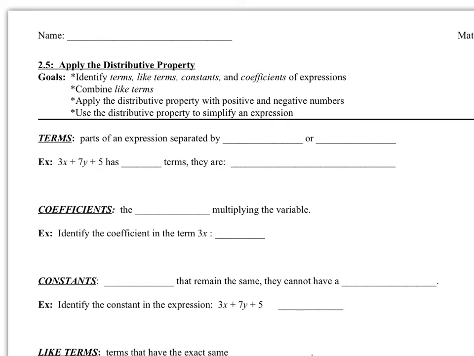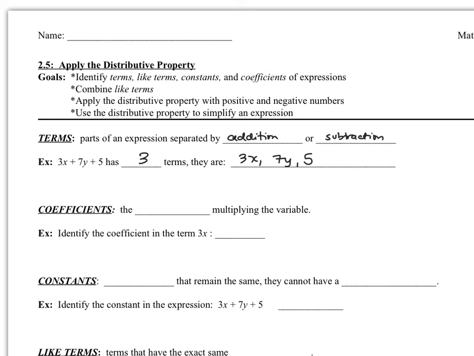So a term is a part of an expression that's separated by addition or subtraction. In this case, this example would have three terms, and they would be 3x, 7y, and 5. And it's important to pay attention to the sign of a term. In this case, none of these have a negative sign in front, so they're all positive, but if there was a minus sign here, we'd have to know that that term was negative.